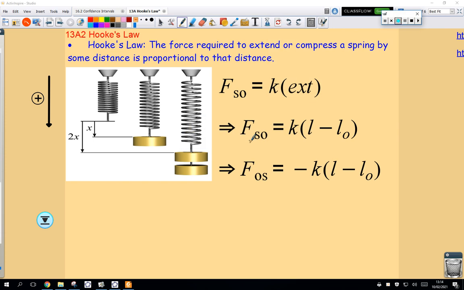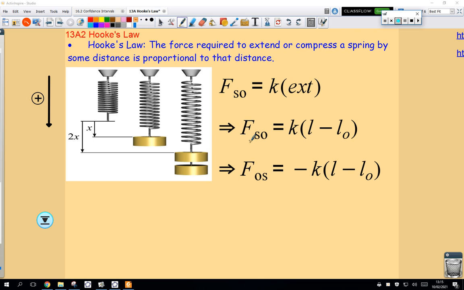Okay, this is my second lesson on Hooke's law, which involves springs and objects, or elastic strings and objects. Hooke's law says this, that the force required to extend or compress a spring by some distance is proportional to that distance. So a spring can be extended or compressed. If we're talking about an elastic string, it really only gets extended. If I compress it, it just becomes kind of slack.